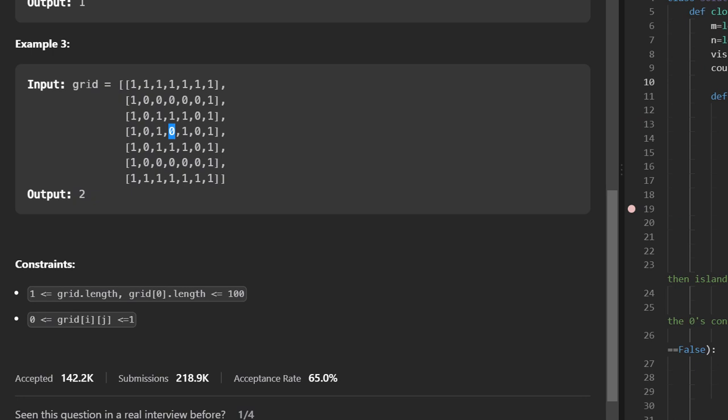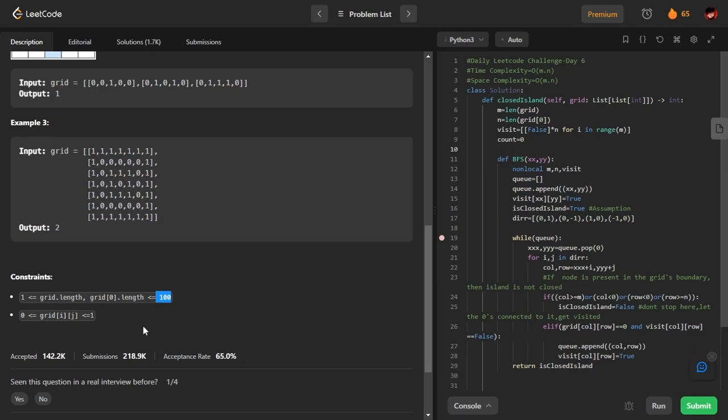The matrix given to us will have a highest dimension of 100 into 100. So we can use the O of n square approach because it's not a big number, and the grid will always have either land or water. It won't have anything else.